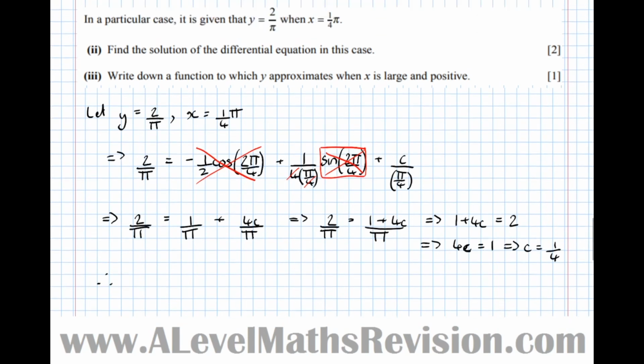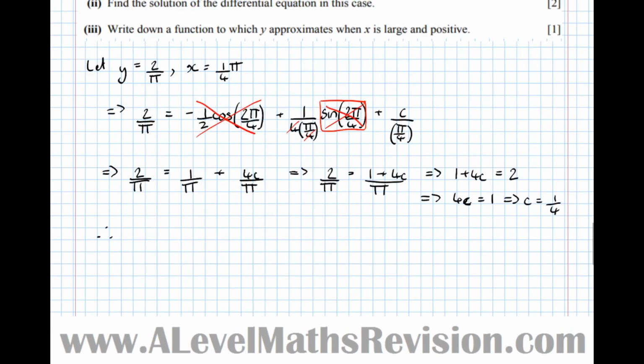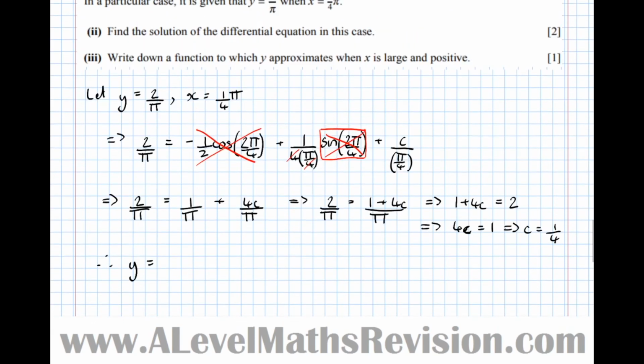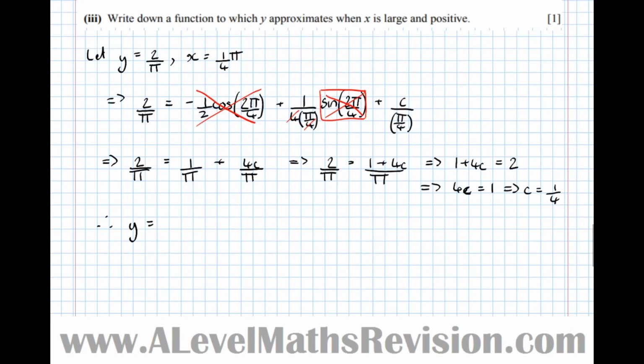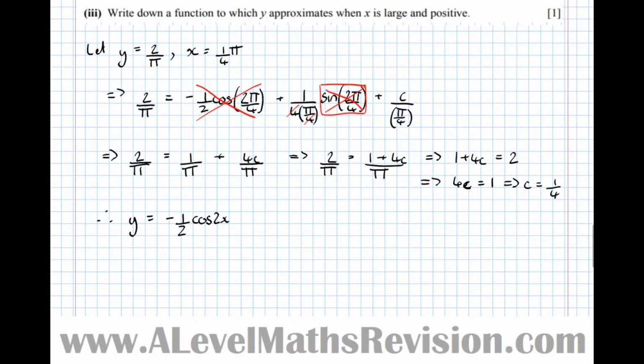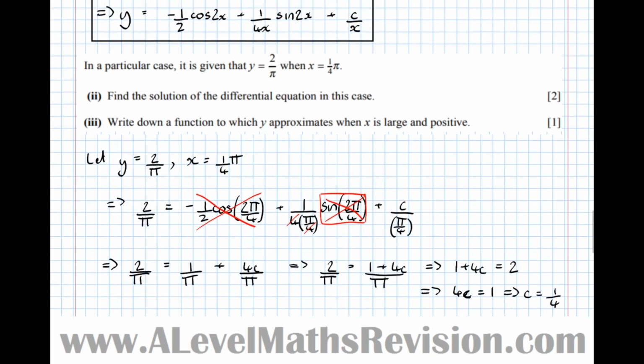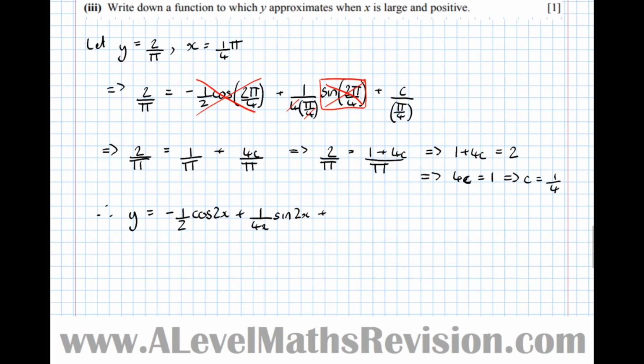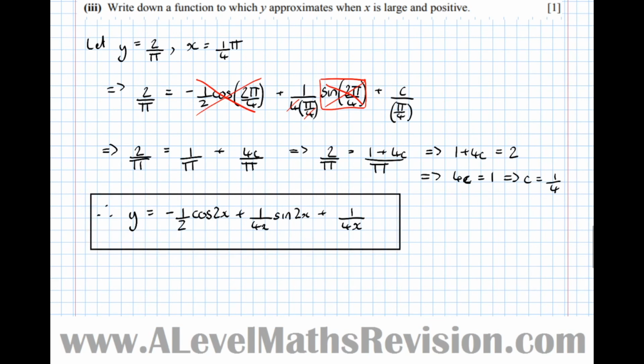Therefore, rewriting the differential equation out, we get y equals minus 1/2 cos 2x plus 1/4x sine 2x plus 1/4x. So that's the answer to part 2. We can see part 3 at the top of the screen there.